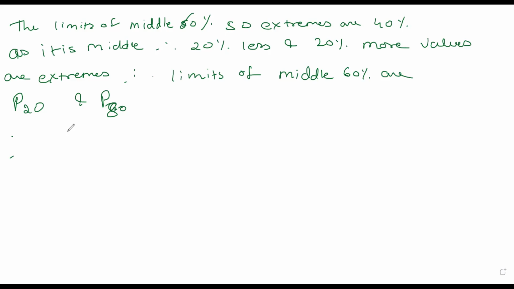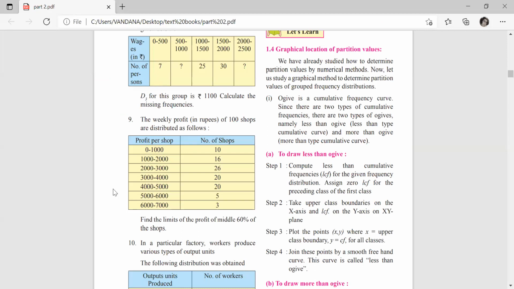You have to find P20 and P80 for the given data. As the given data is raw data, you can easily find out P20 and P80.